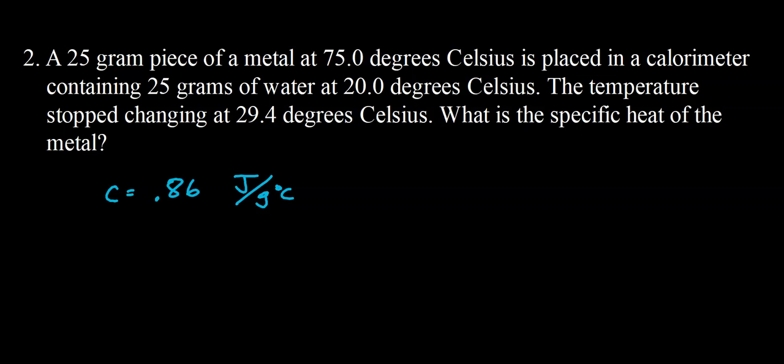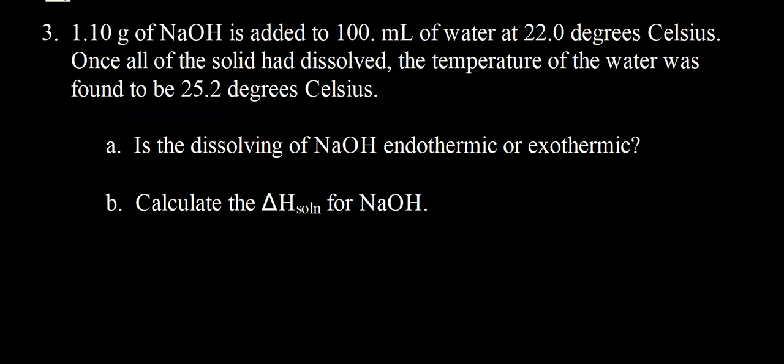All right, I have another example for you to work on. I think you have a blank page in the back of your note packet. So let's take a look at this one. Let's add number 3. It says 1.10 grams of sodium hydroxide, which is a solid, is added to 100 milliliters of water at 22.0 degrees Celsius. Once all the solid has dissolved, the temperature of the water is found to be 25.2 degrees Celsius.